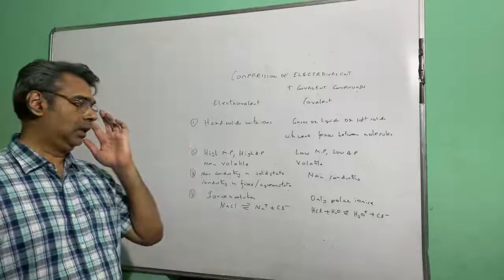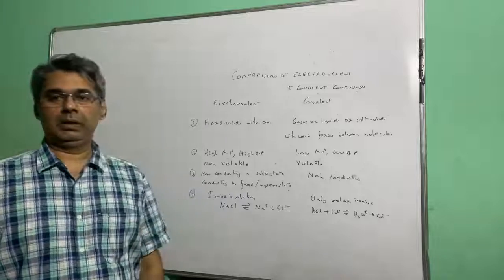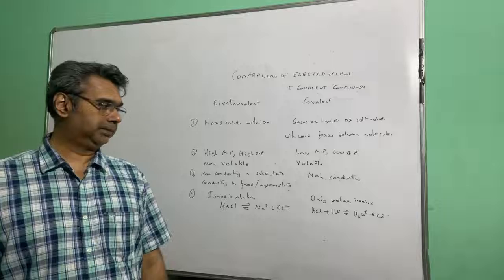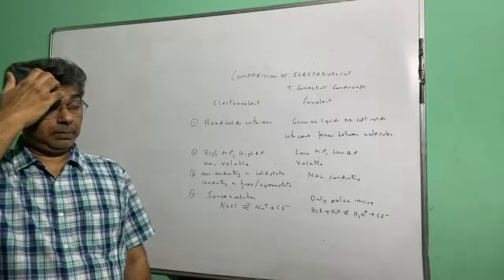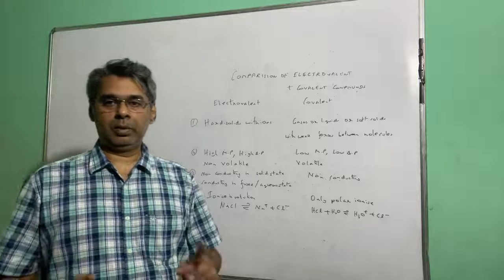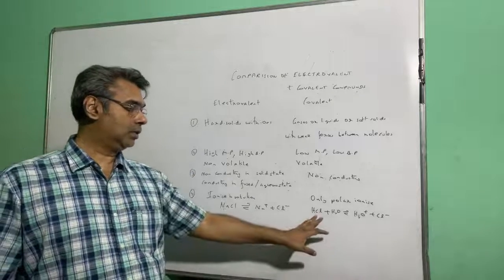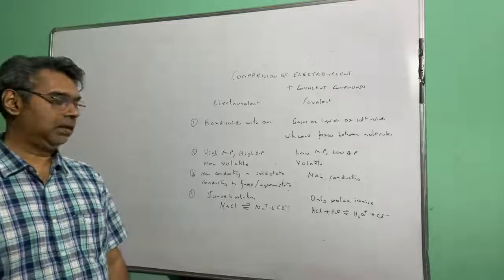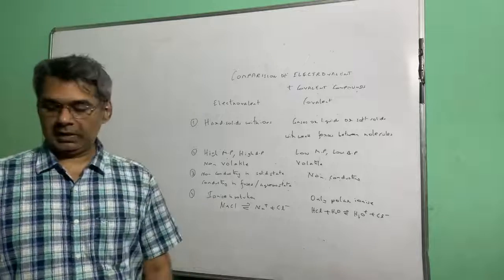Now, in case of covalent compounds, this is a topic which we will probably do in some other session. There is a particular category of covalent compounds that is called polar. There are 2 types of covalent compounds, one is called polar and one is called non-polar. This polar non-polar topic we'll do in some other session. Only those which are polar will ionize, and otherwise they will not. And electrovalent compounds will always ionize.